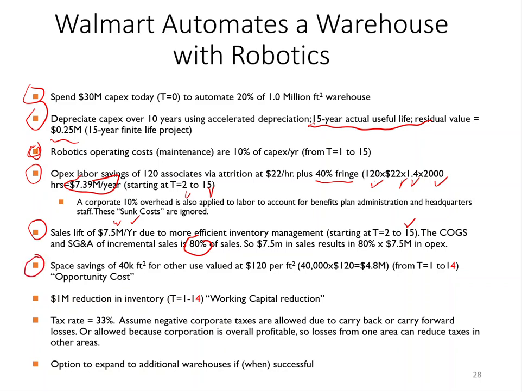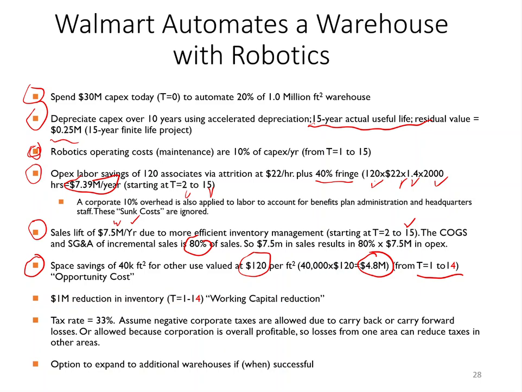You're also going to have space savings. Once you use robotics, you're no longer confined to the height of a human to place items. You can have the robotics go all the way up to the ceiling. So you're going to save 40,000 square feet, valued at $120 per square foot. That's going to be a $4.8 million savings per year, from year 1 through year 14. But again, we'll assume that the project's going to end in year 15, so those savings go away by then.